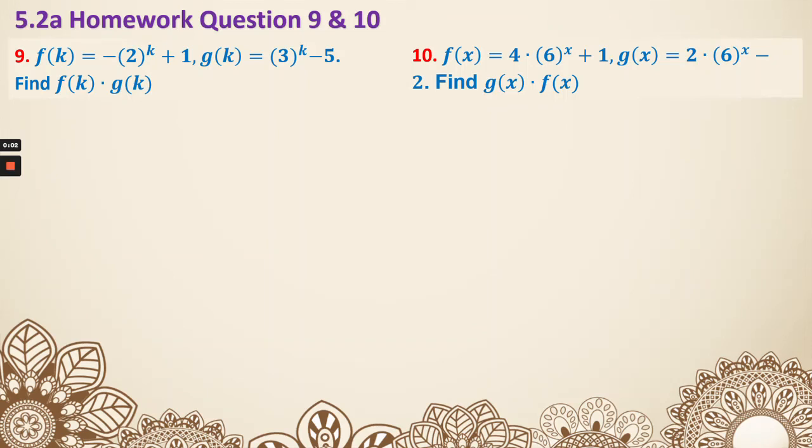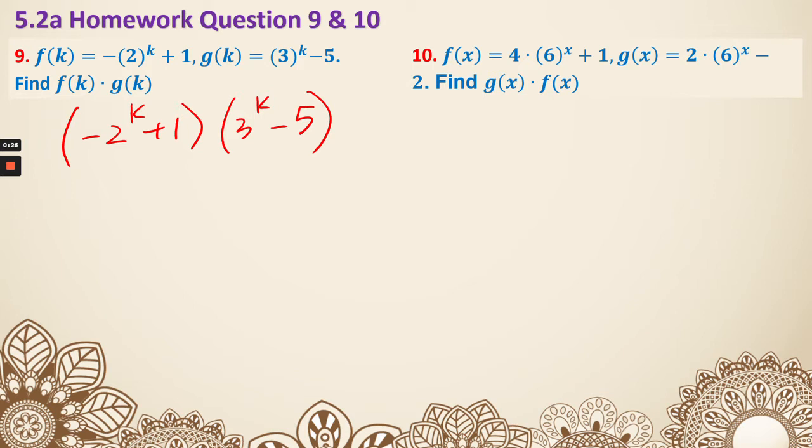Yao. In this video, I will specifically talk about question number 9 and 10 in your 5.2a homework. So let's start with number 9. F of k times g of k, I'm going to set them up with parentheses. So negative 2 to the k plus 1, that is our f of k. Then 3 to the k minus 5, that is our g of k.